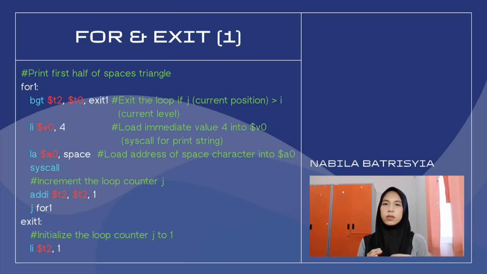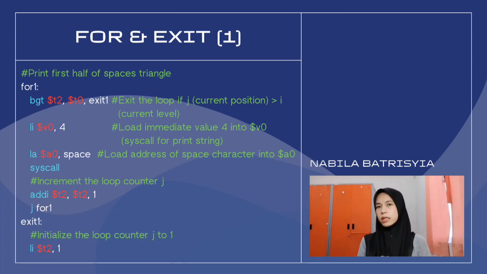For the next line, it is used to load immediate value 4 into register V0, indicating a system call for printing a string. For the next line, it is used to load the address of the space character into register A0. For the next line is syscall. Syscall is used to execute the print operation. And for the next line is add I. Add I is used to increment the loop counter register T2 by 1 in each iteration.